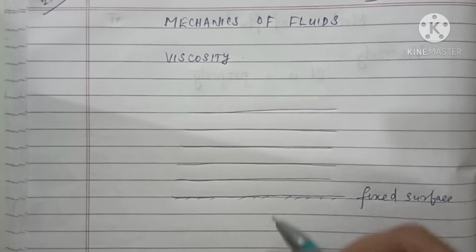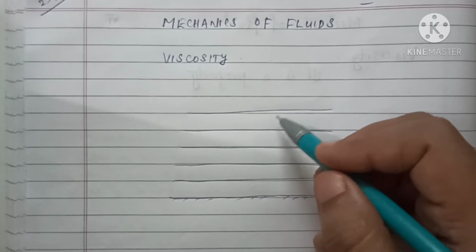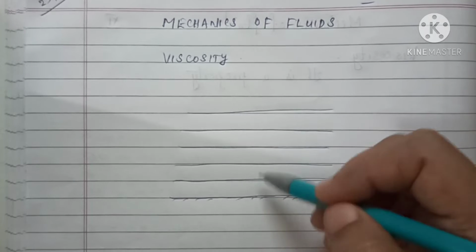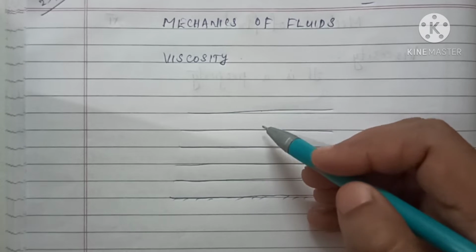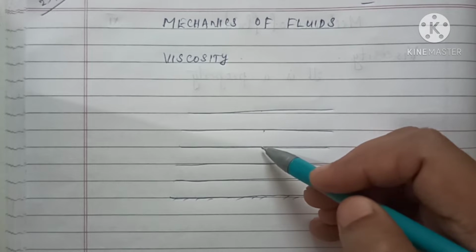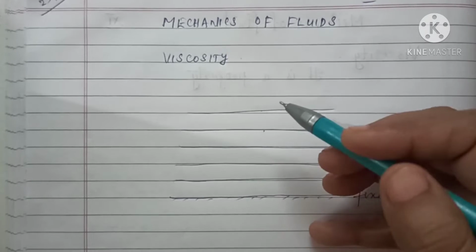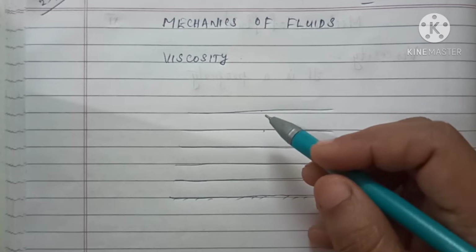Now each layer, you can see in the figure, is moving parallel to one another. Okay, this layer is parallel to this layer. Again this one parallel to this one. So in such a way the liquid is moving. Let us consider it like that.